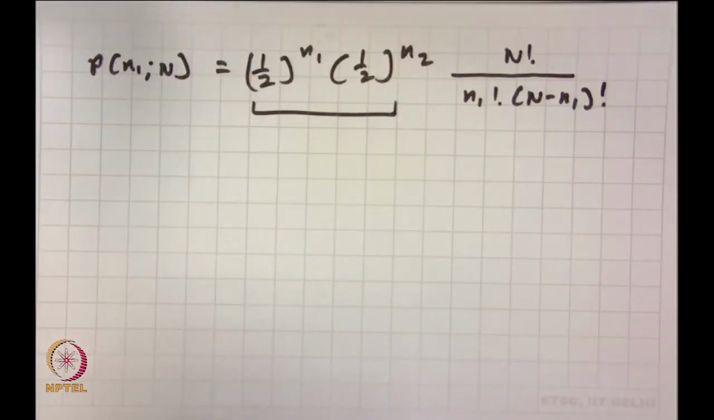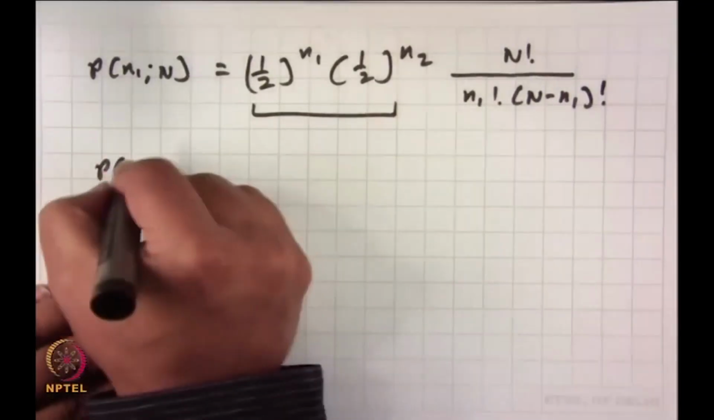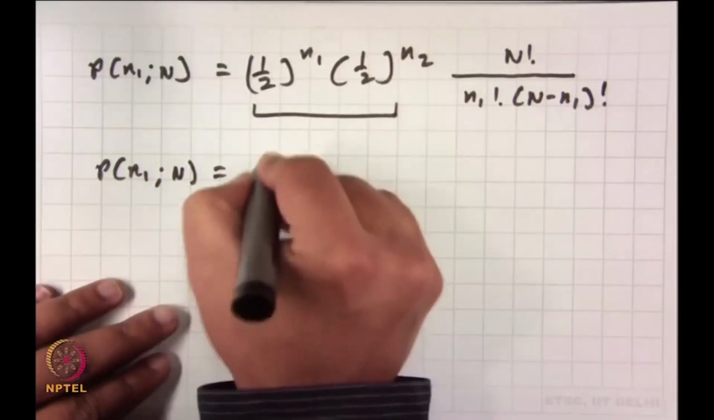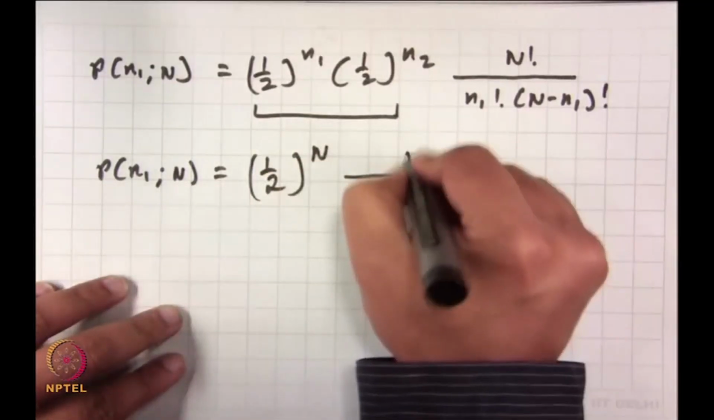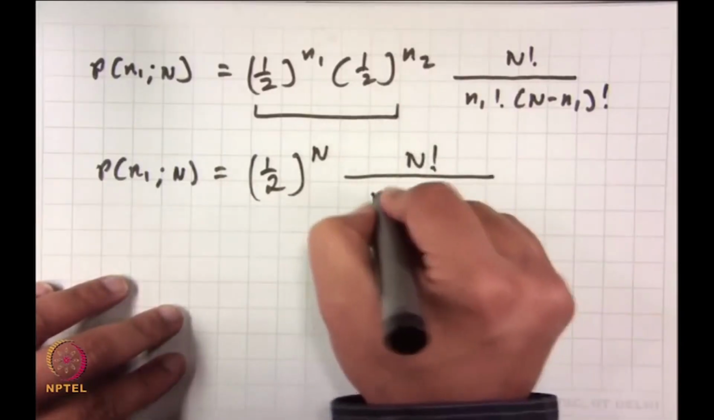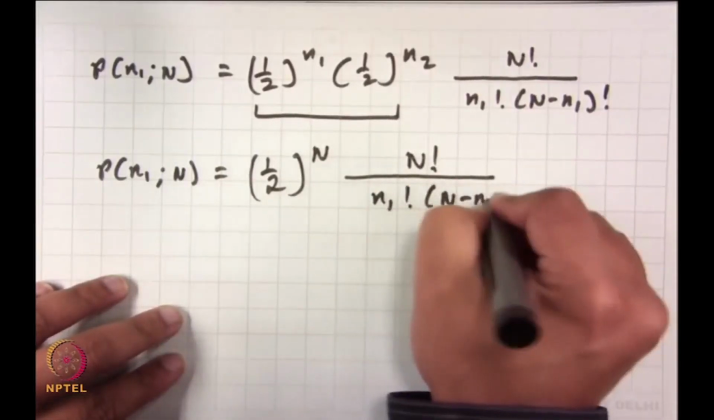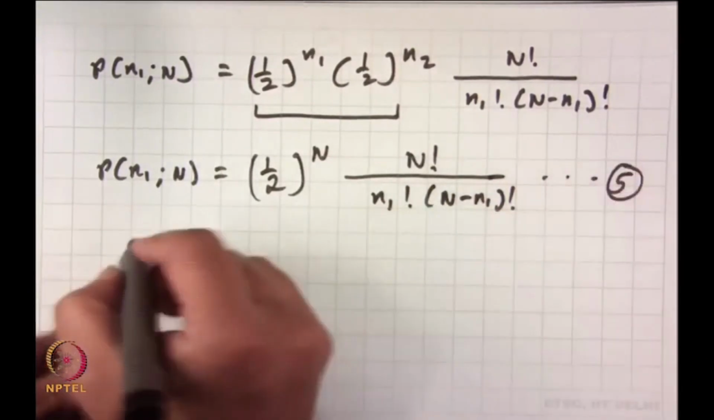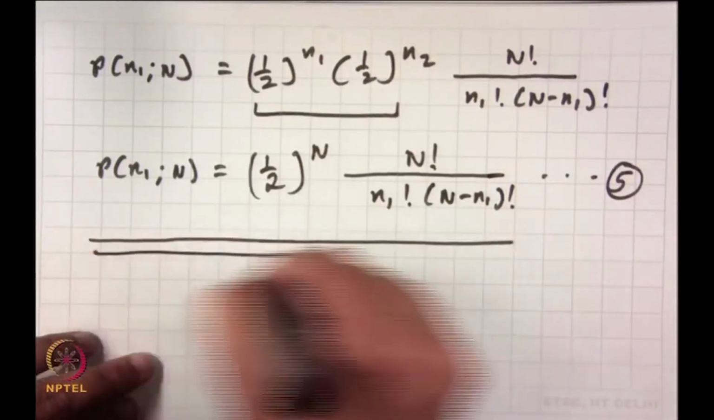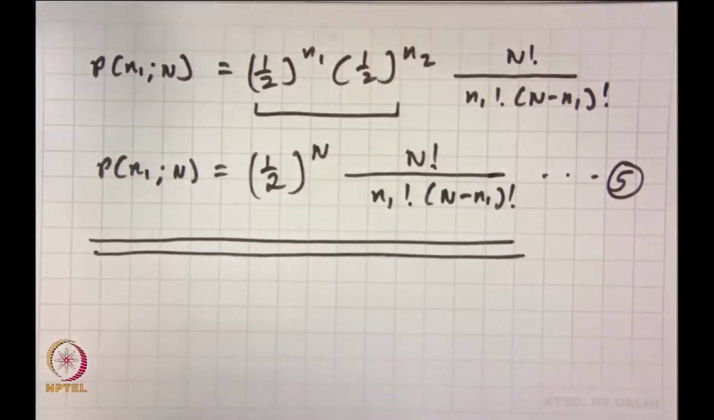See, now N has come in, because my probability distribution is only based on n1 and out of N. I should not be having n2, that is the point. So, then I can write p(n1; N) is equal to half to the power N, N factorial over n1 factorial times N minus n1 factorial, and this would be equation 5 for me. So, this is my basic probability distribution, where I have taken p is equal to half, q is equal to half. Remember, all the movements are statistically independent of each other.